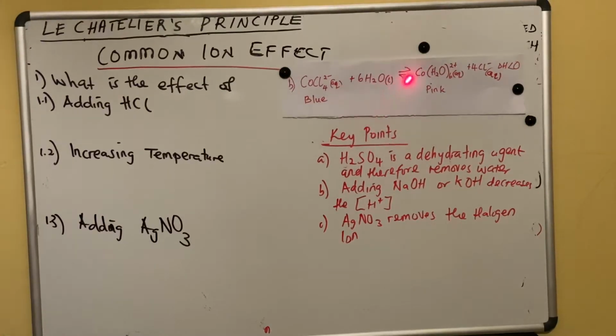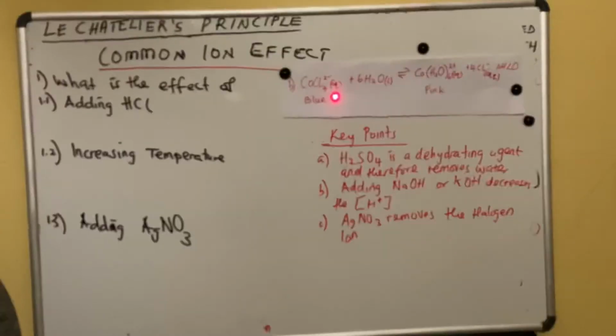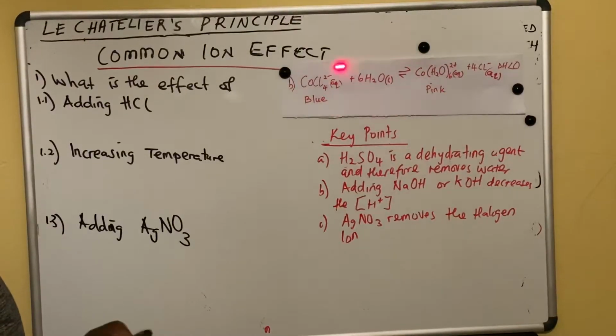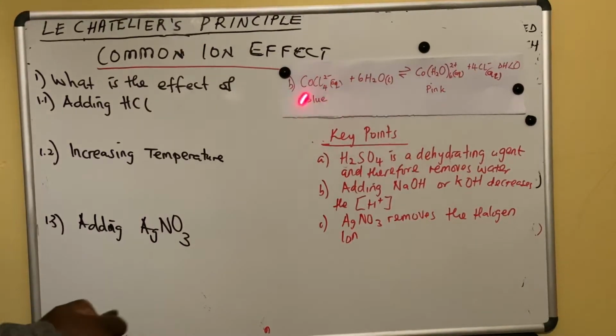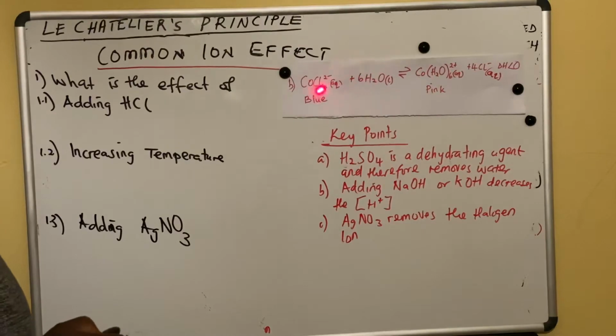So here, when we are applying the common ion effect, we have two colors here. If we favor the backward reaction, it means we are going to produce more of these two once the backward or reverse is favored. So we are going to see our solution changing to blue. The solution is going to change to a blue color. Is it okay? But if we favor the forward reaction, the solution is going to change to pink. So that is very important.